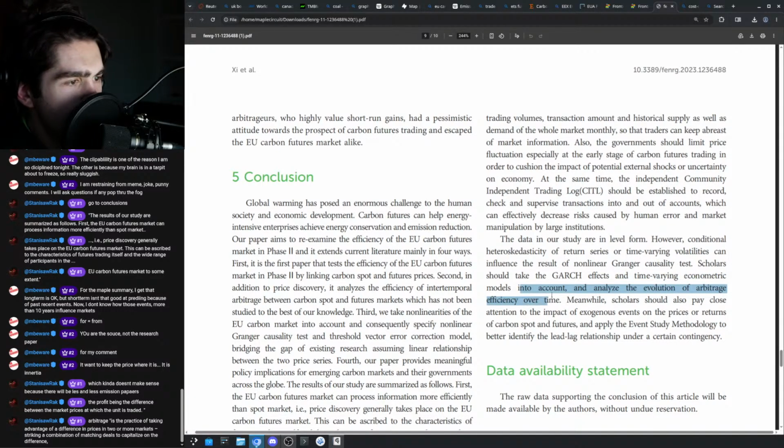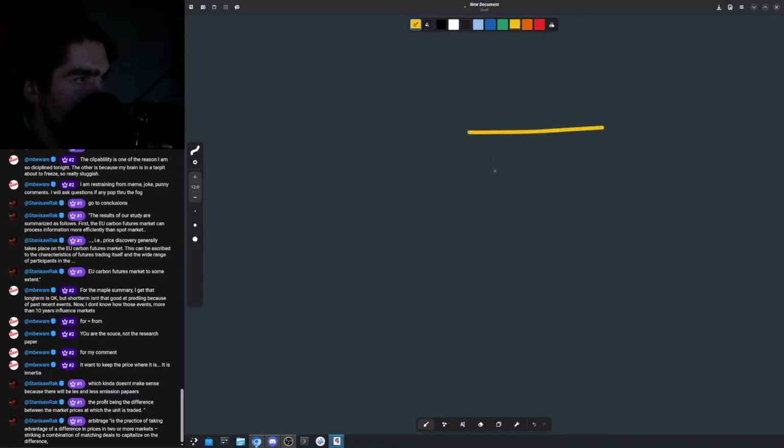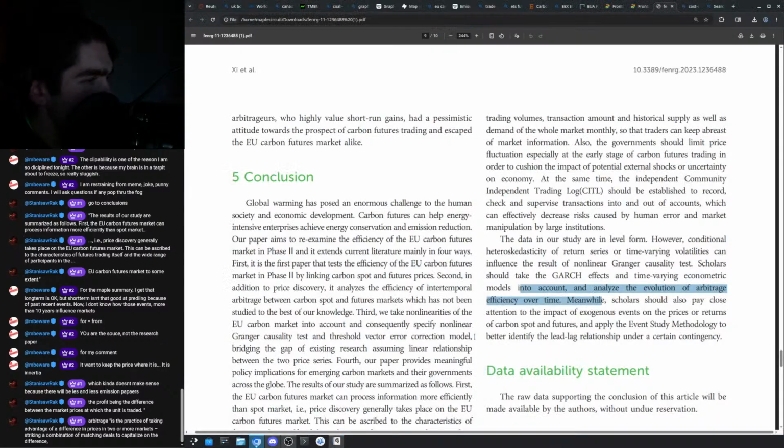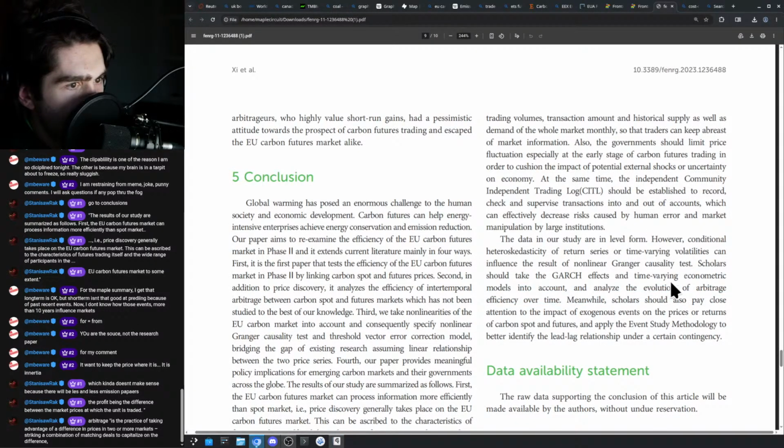arbitrage efficiency over time. So, arbitrage efficiency, the difference between the price of the spot and the price of your future. Okay. The difference is the arbitrage. Okay.